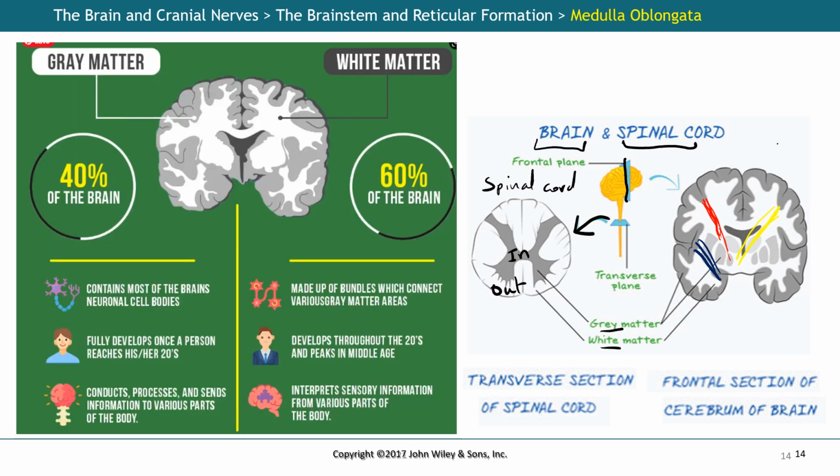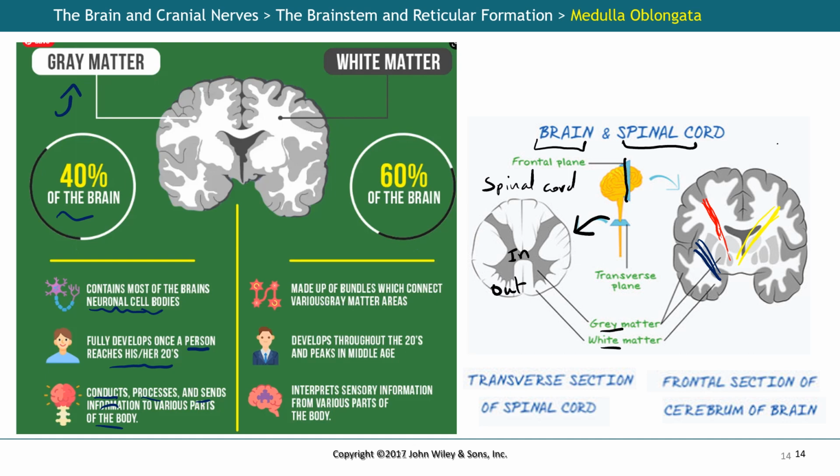So in the brain, you have gray matter and it represents around 40%. And remember that the gray matter contains the neuronal bodies. So as I told you before, those will form these nuclei that we were talking about. And they fully develop once the person reaches his 20s. And those areas are the ones that conduct, process, and send information to various parts of the body.